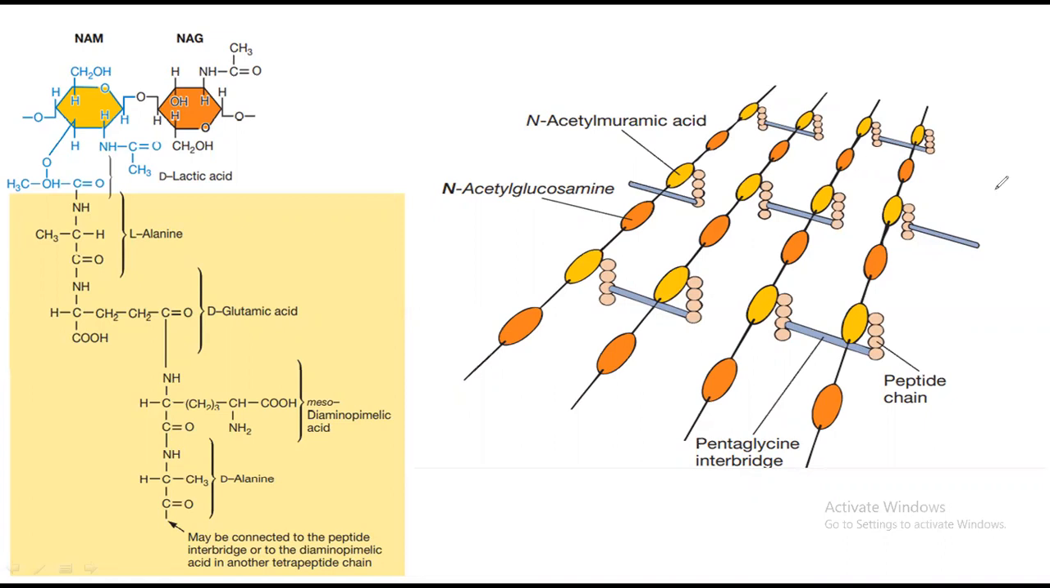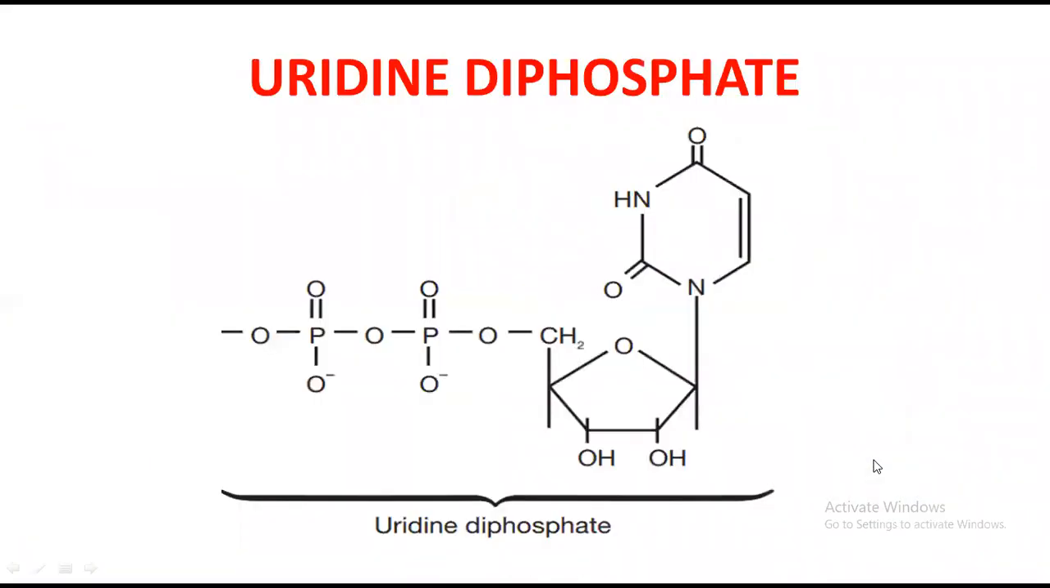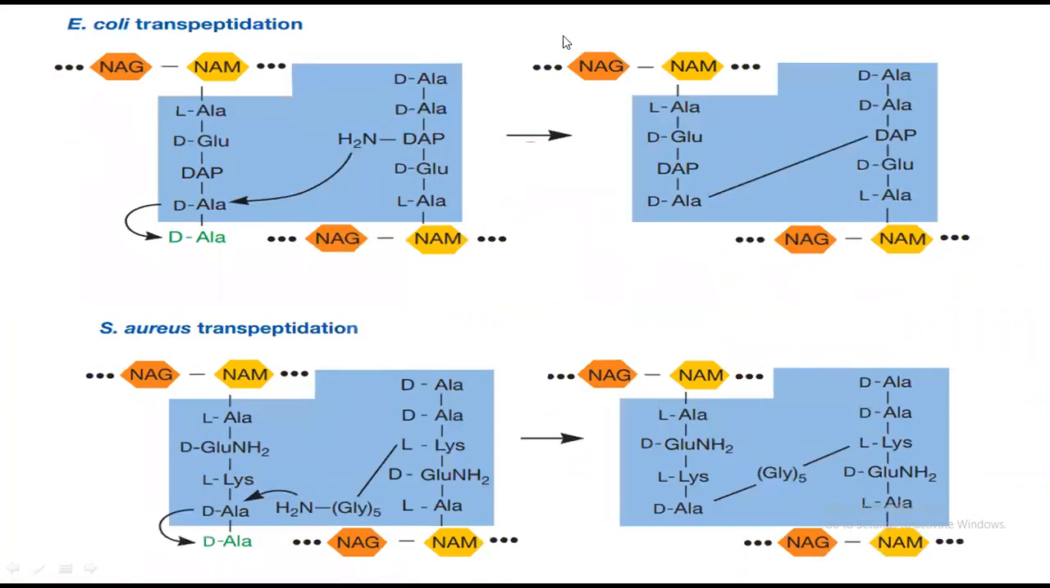So how does this occur? After that, the last step is that it has to perform transpeptidation. So in the case of gram negative bacteria, this is the gram negative bacteria and this is the gram positive bacteria.